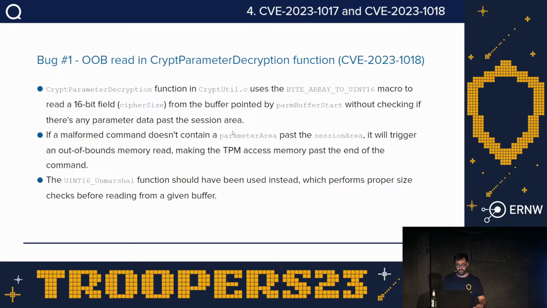The problem here is that they were using this macro, which just accesses memory without doing any bounds check, and they should have used the uint16 unmarshal function. And actually, they have a lot of helper functions to unmarshal stuff because it's a binary protocol and they need to unmarshal a lot of different structures. So actually, they use these helpers everywhere, which perform proper size checks before reading, but here they just forgot and they just did some direct access, and that leads to the out-of-bounds read.